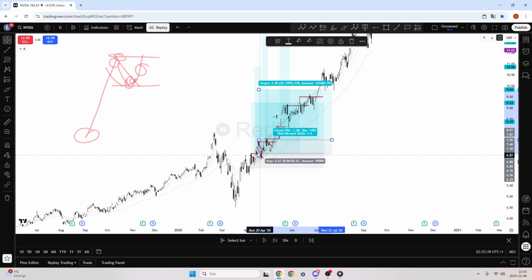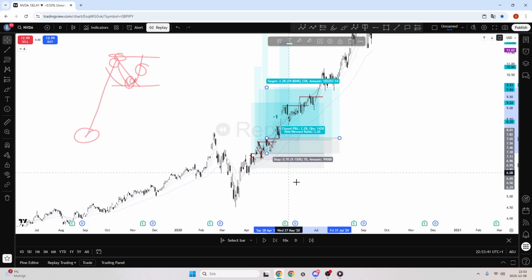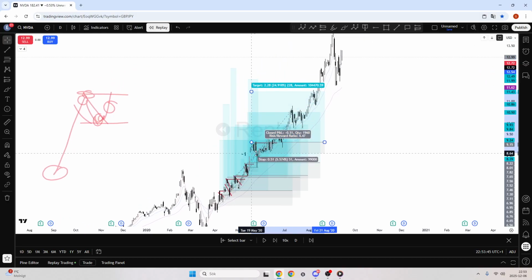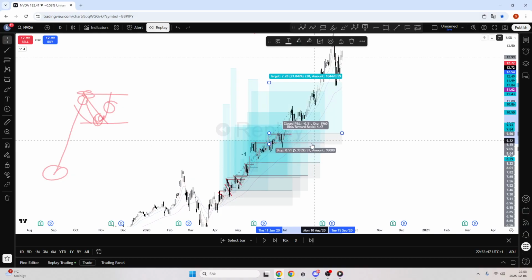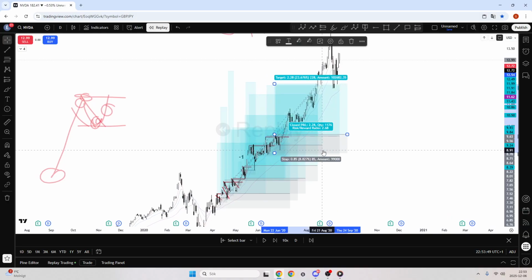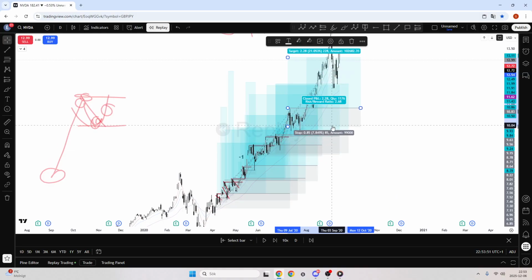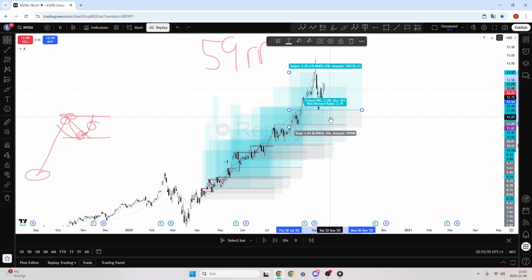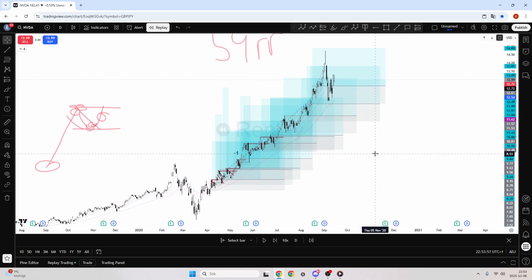Every single one of these would have worked out. Every single one of these. This would have tapped you in and tapped you out. But look at this. If you would have protected under that low, or this, or even this, or this, or this, every one of these would have worked out.